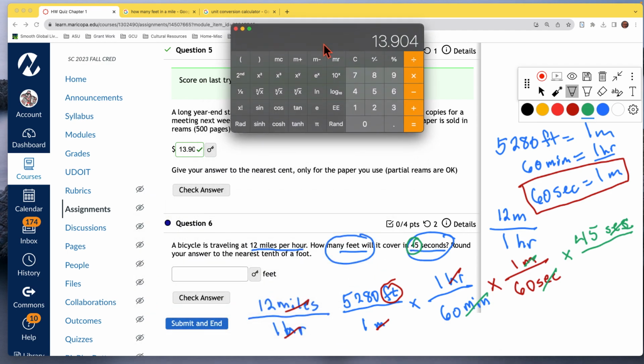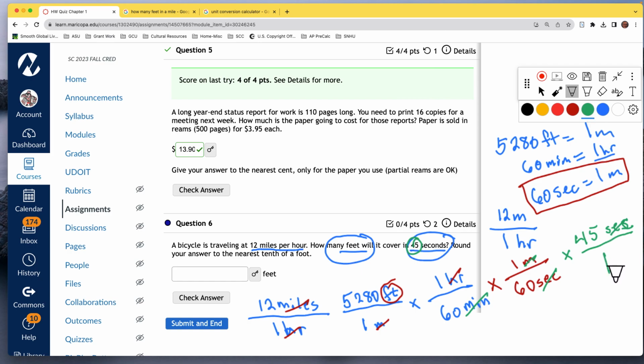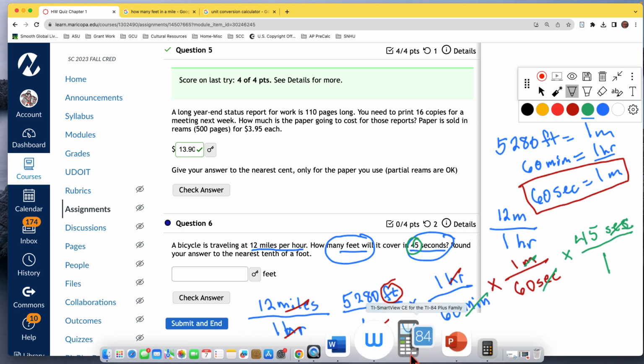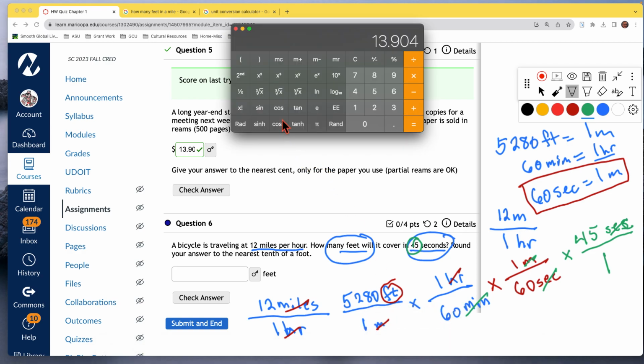So the reason we set it up like this, again, since we've got multiple things, is we just go through and multiply everything in the top. So we're going to take 12 times 5,280 times 1 times 1 times 45 in the top, and then we will divide by, from the bottom, 1 times 60 times 60 times 1. So we get the calculator ready.